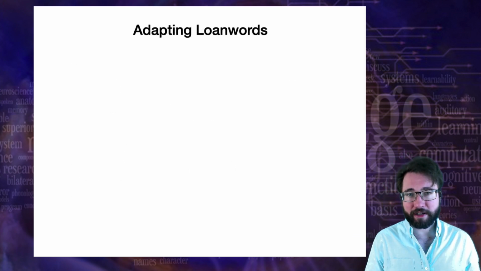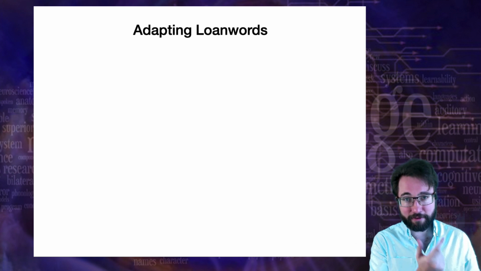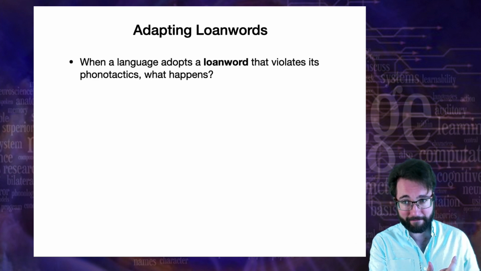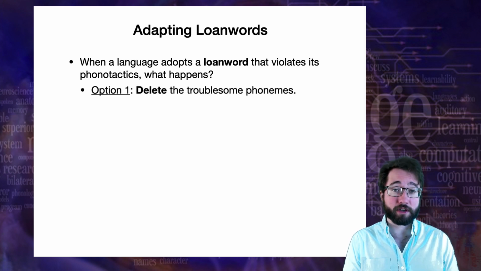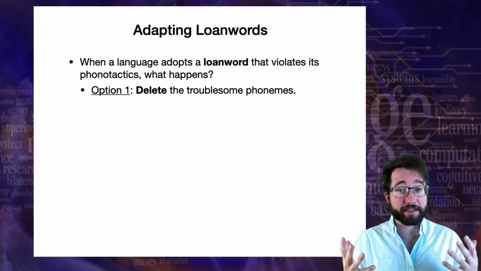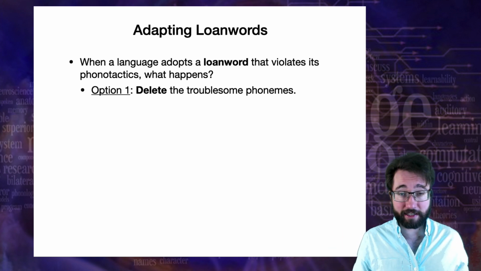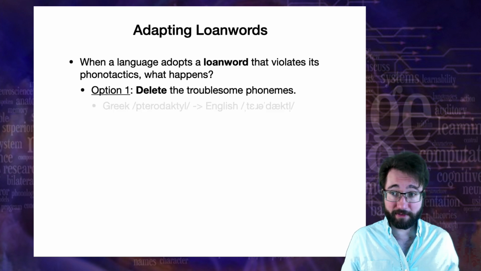So I've been talking about what happens when you try to pronounce one word from another language in some other language. So what happens when you try to adapt a loan word into your language, but that loan word doesn't fit the phonotactics of your language? What happens? So there's basically two ways that loan words are sort of altered phonemically or phonetically in order to fit the phonotactics of the target language. Option one is that you just delete the troublesome phonemes.